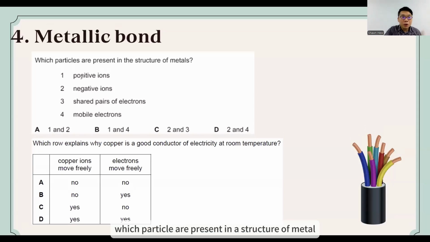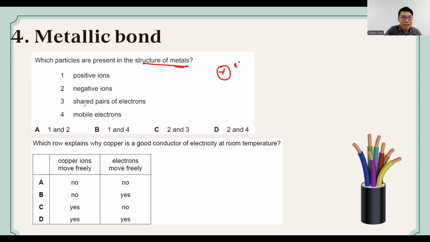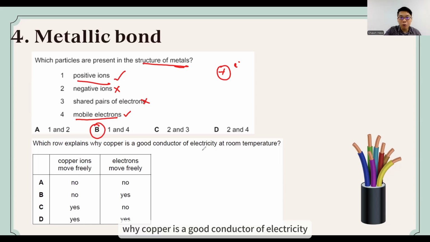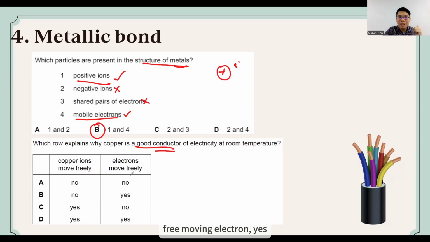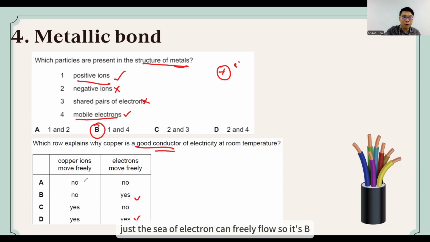Let's see the question. Which particles are present in the structure of metal? We know it forms positive ions and a sea of electrons. So positive ions, yes, there are no negative ions. It only has mobile electrons. So 1, 4. Next, which statement explains why copper is a good conductor of electricity? All metals are good conductors because they have freely moving electrons. Yes, the positive ions are actually fixed there, just the sea of electrons can freely flow. So it's B.